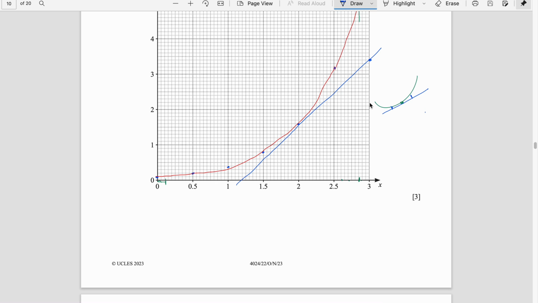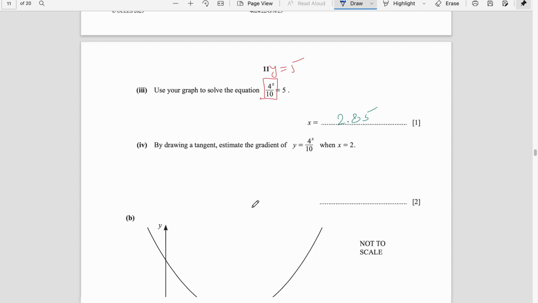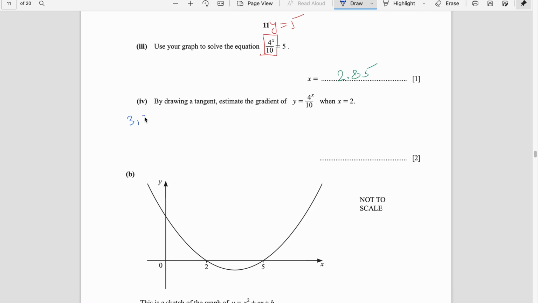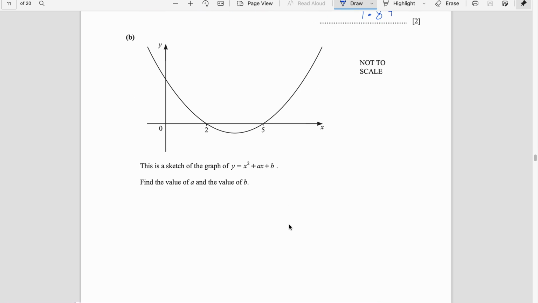So if I use these coordinates, which is x 3 and y 3.4, on the other end this is 0.1, 0.2, so 1.2 and y 0. So 3 and 3.4. Second coordinate is 1.2 and 0, and for the gradient, y2 minus y1 over x2 minus x1, 3.4 by 1.8, and I'm getting 1.89. B part.